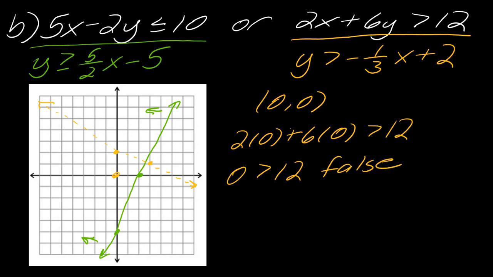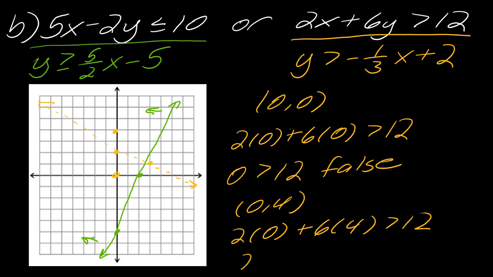So I probably shade the other side, but I'll just check another point to be sure. So I've chosen the point 0, 4. So if I plug that in, I get 2 times 0 plus 6 times 4 is greater than 12. So I have 24 is greater than 12. That is true. So I can see now that I need to shade up in this case. So I'm just going to note that. So once again, I draw my little arrows.